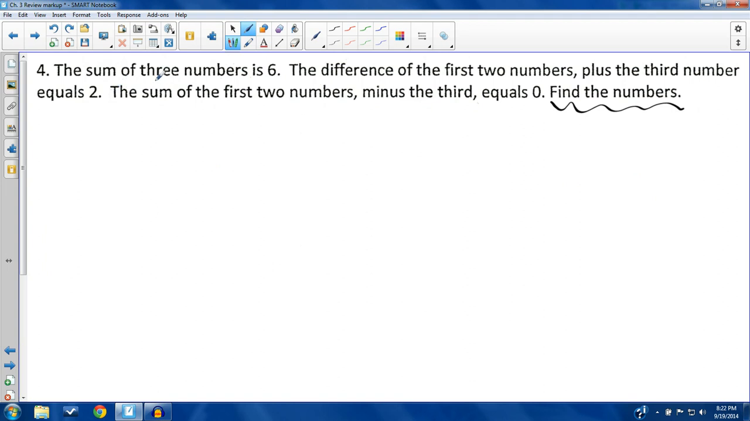Okay, word problem number 4. The sum of 3 numbers is 6. Ooh, we know we're using 3 numbers now. Looks like we got x, y, z. Find the numbers. These are numbers that we don't know. I'm going to already call them x, y, and z when I start defining these.